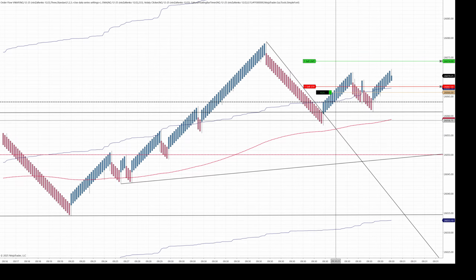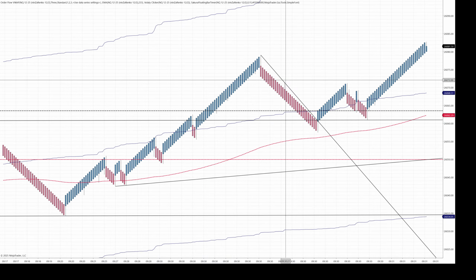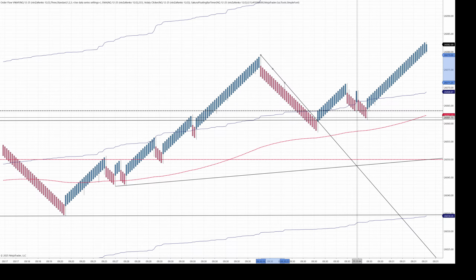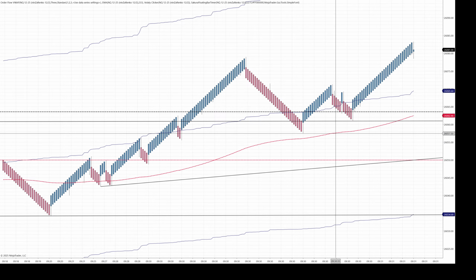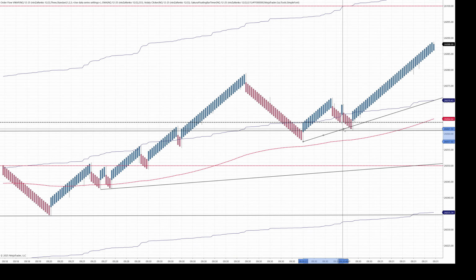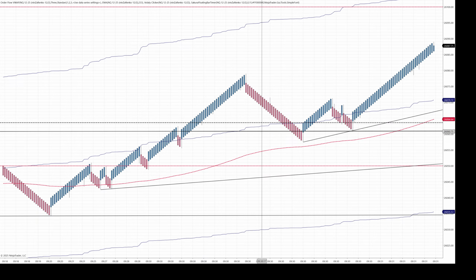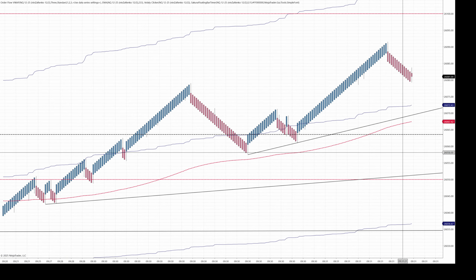She got a terrible entry for this, but this one did work. So that's our first trade. We got 8 points to the upside. Delete all the trend lines that we've already gone through.